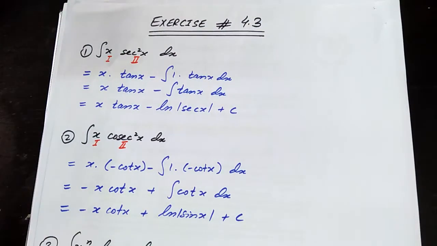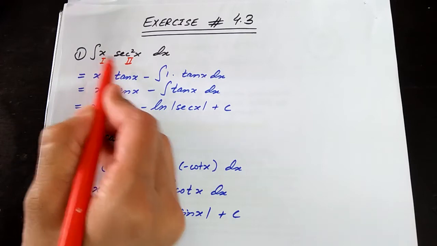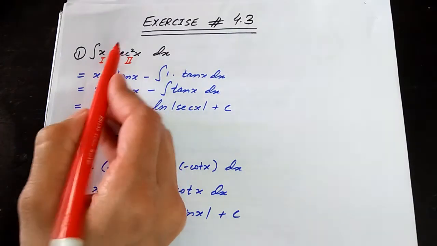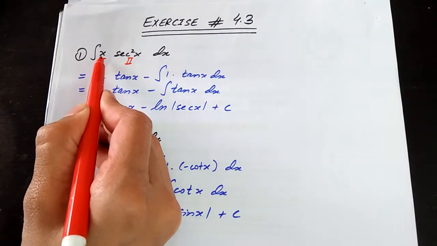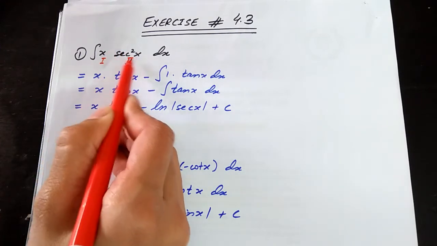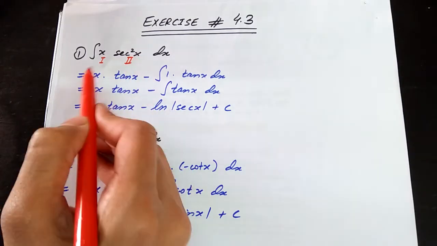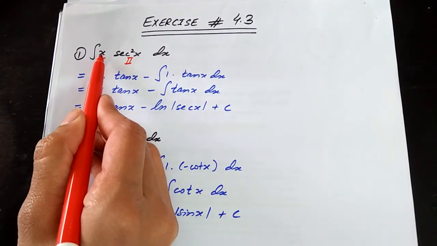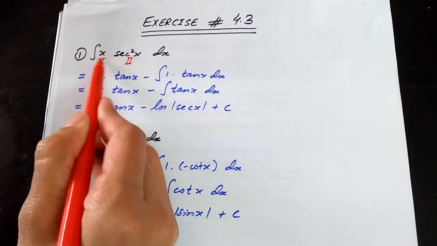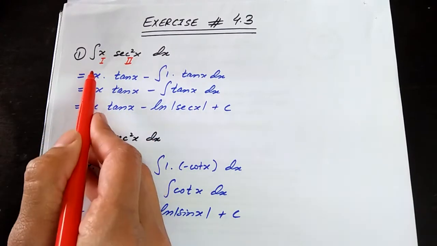Exercise 4.3, question number 1 says you have to integrate x secant square of x. Now x has the integration formula, also secant square of x has the integration formula. Both of them have integration formula. So move on to the second rule. Take their differentiation separately. If we take the differentiation of x, it will be reduced to 1.